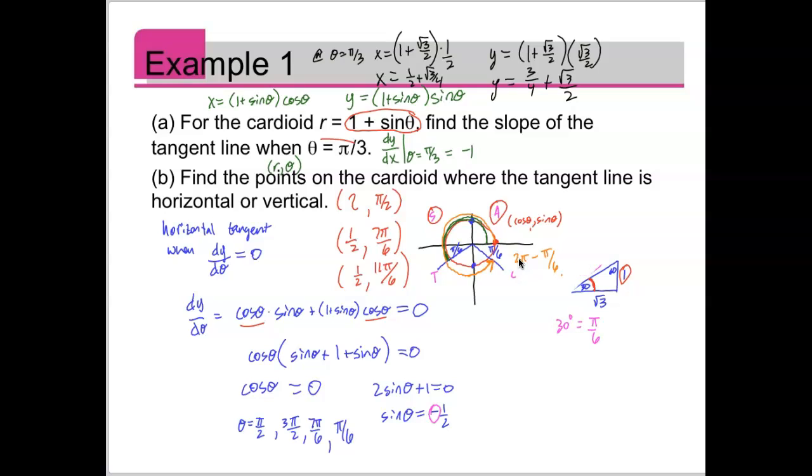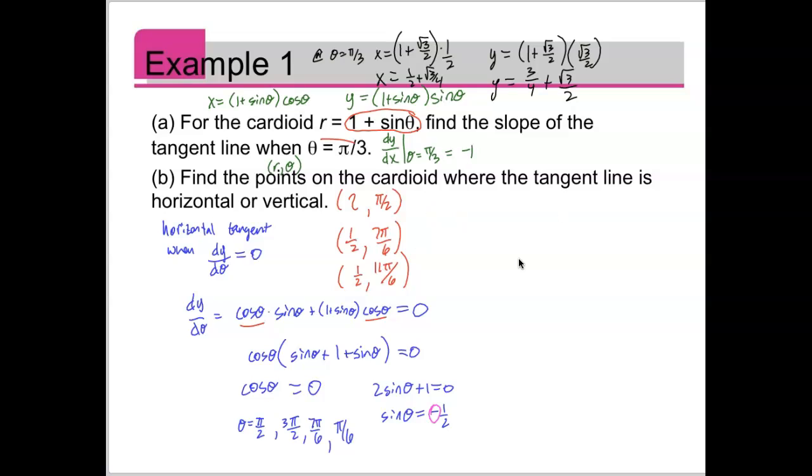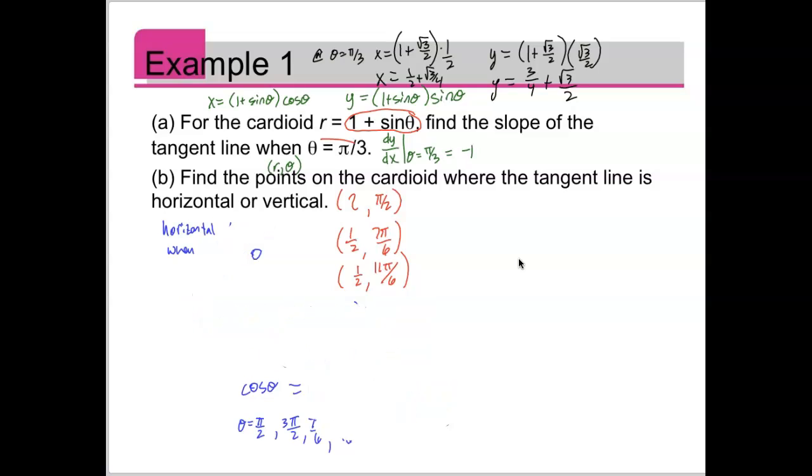And the last one for horizontal would be... which one didn't I do? 3 pi over 2, huh? Ooh, okay, but 3 pi over 2, although it does produce a 0, okay, so I have to point out one more thing. So these are the horizontal tangents.